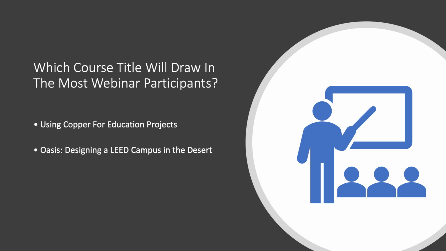Okay, here's another one. This webinar presentation is about sustainable schools and higher education. Here's the two titles: Using Copper for Education Projects and Oasis, Designing a LEED Campus in the Desert. Which course title do you think will draw in the most webinar participants? Boring, dry, and highly technical webinar titles are definitely a deterrent to getting design professionals to register for your webinar.